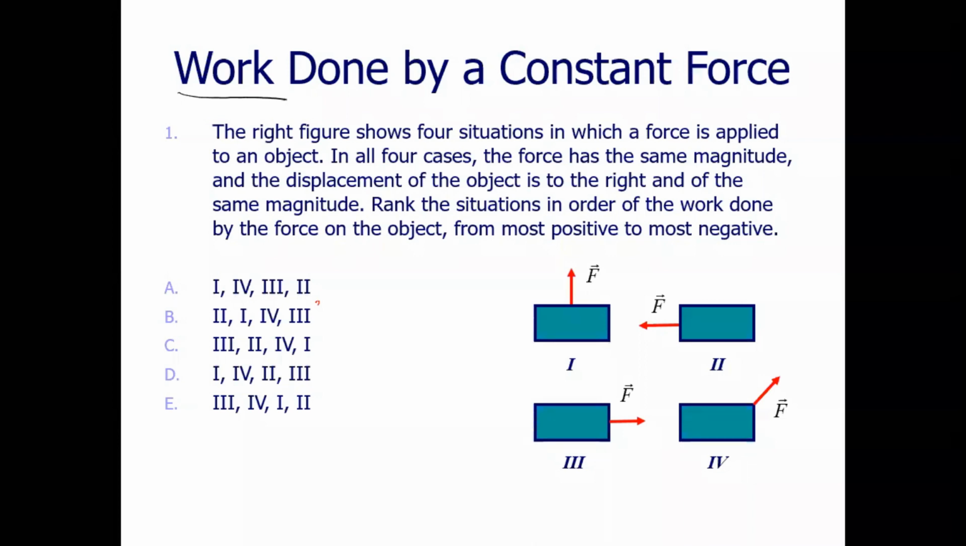So we have these 4 different situations. You have an object, then you have a force acting in all these different directions. So we are supposed to rank the work that is done by the force. And then the key word here is that the displacement is in what direction? The displacement of the object is to the right. Okay, so what do you guys think?